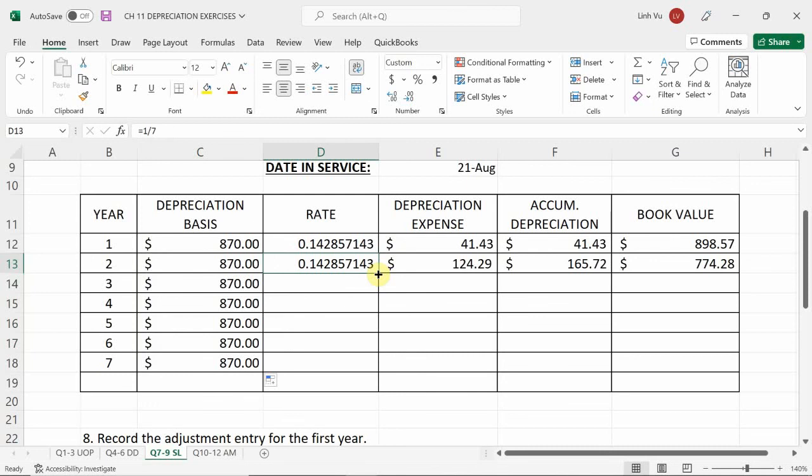Yes. How come before we were taking the book value and then bringing it over to the next year, like we were going 898 and then 870 then 774 on the previous chart? Because that's double declining. The depreciation basis is going to be the beginning of the year book value.